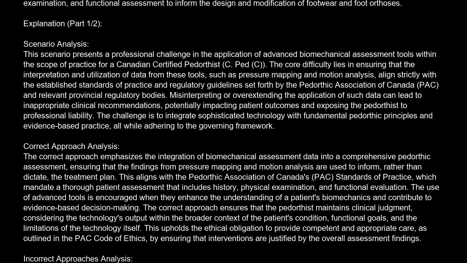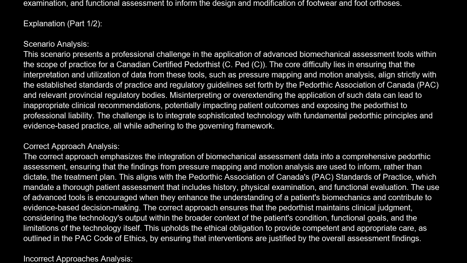The challenge is to integrate sophisticated technology with fundamental pedorthic principles and evidence-based practice, all while adhering to the governing framework. Correct approach analysis. The correct approach emphasizes the integration of biomechanical assessment data into a comprehensive pedorthic assessment, ensuring that the findings from pressure mapping and motion analysis are used to inform, rather than dictate, the treatment plan. This aligns with the Pedorthic Association of Canada's PAC standards of practice, which mandate a thorough patient assessment that includes history, physical examination, and functional evaluation.